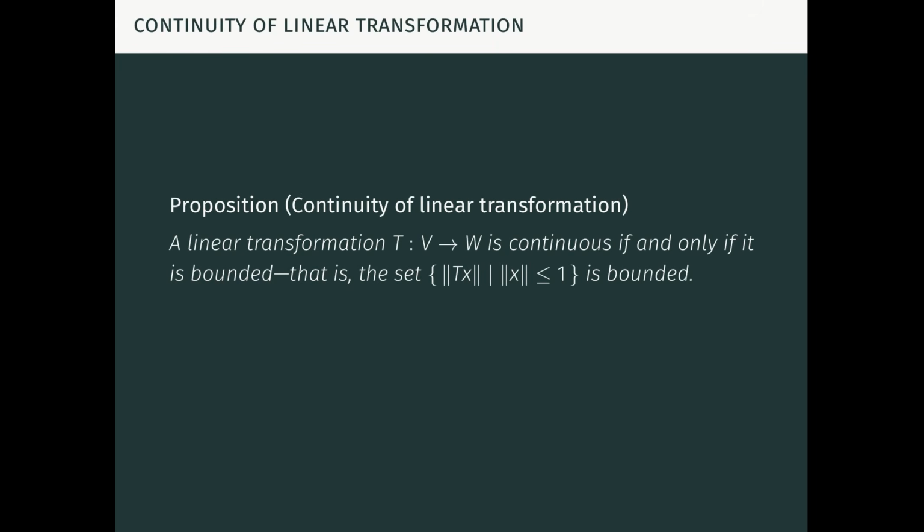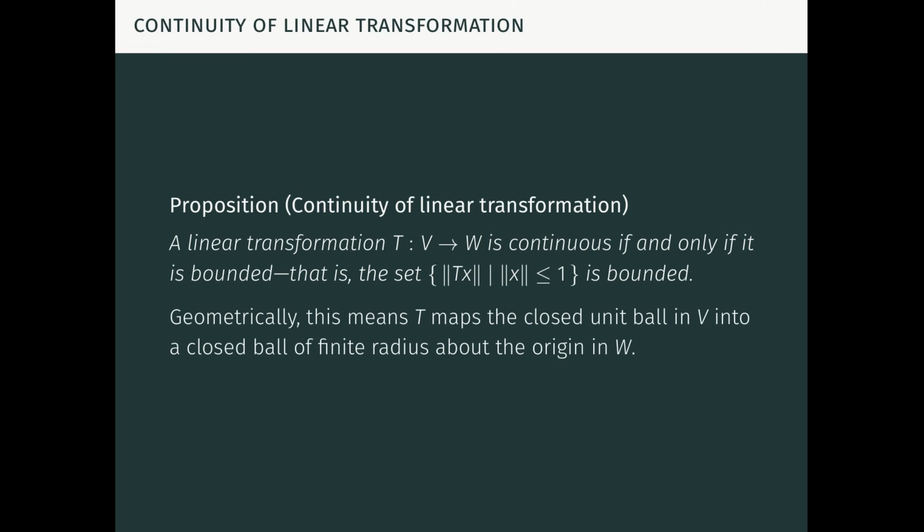An important special case is the continuity of linear transformations. So a linear transformation T from V to W is continuous if and only if it's bounded, in the sense that the set of norms of vectors Tx, where x is a vector with norm less than or equal to 1, is bounded. It takes a moment to digest that, but geometrically what it means is that T maps the closed unit ball in V, in other words the set of vectors in V with norm less than or equal to 1, into some closed ball of finite radius about the origin in W.